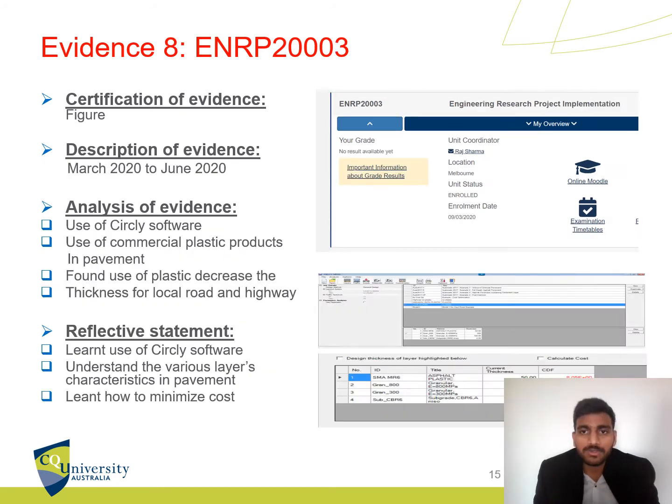So this is the evidence for the engineering research project implementation unit. As you can see on the screen, I am studying this subject in this semester. As you can see in the second picture, those are the initial results of my project implementation. In this semester, I am using Circly software. Also I use commercial plastic products in pavement. Also I found that the use of plastic decreases the thickness for local roads as well as for highways. So in this unit up till now, I learned the use of Circly software. Also I understand the various layer characteristics in pavement. Also I learned how to minimize the cost in pavement as well.